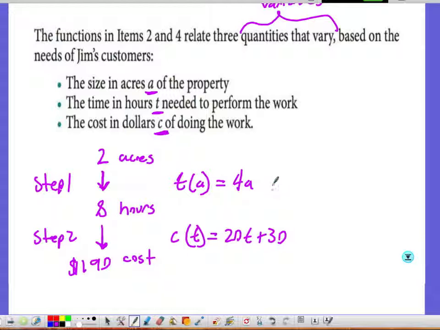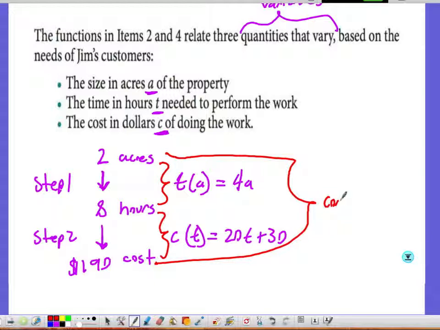What we want to do is form a composition of functions that goes straight from acres to cost. And that's the point of this lesson. Instead of going through 2 steps, is there one step that we can take to go straight from acres to cost and skip hours? There is, and so let's figure out how that works.